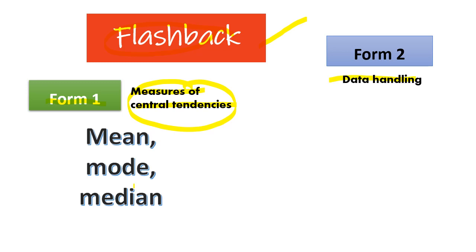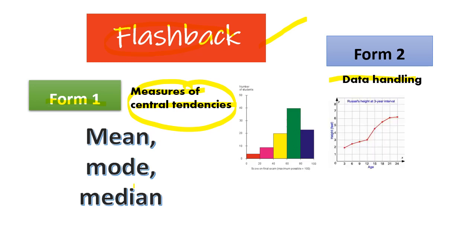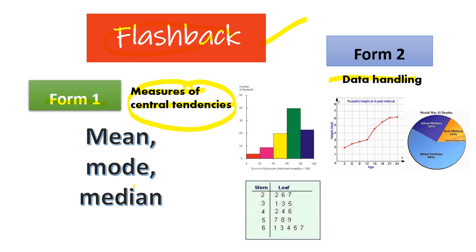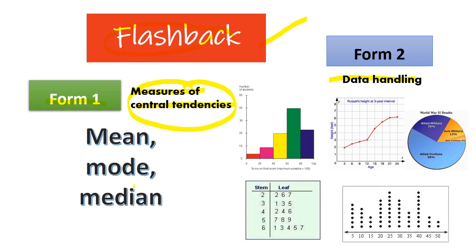You learn to draw a few types of graph. You represent your data in histogram. This is your line graph, your pie chart, and this is what we'll learn in this chapter. Refresh again, stem and leaf plots, and also dot plots.